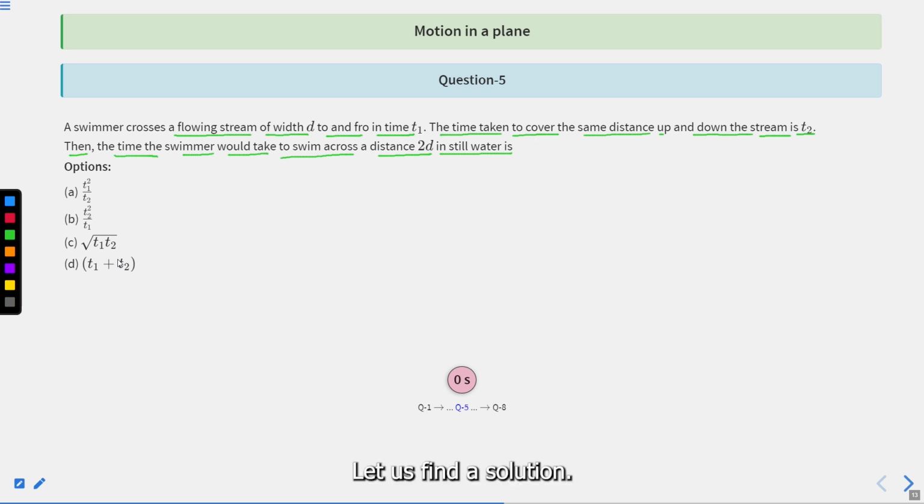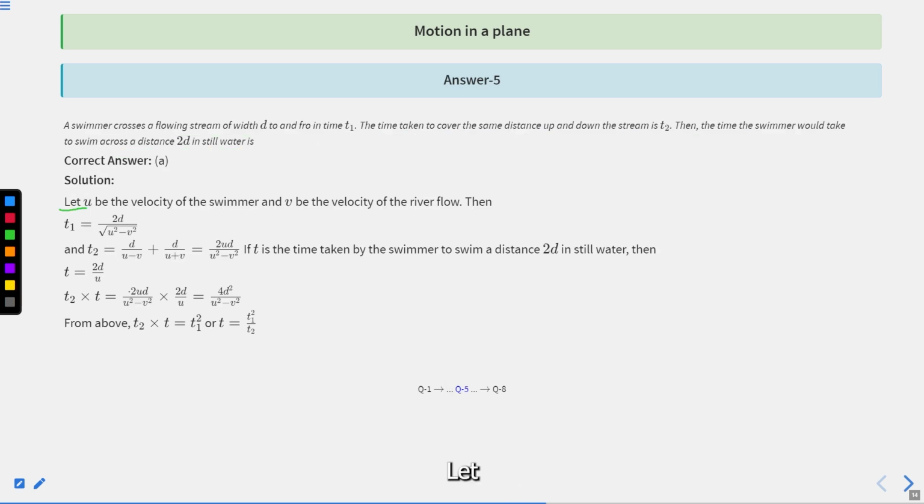Let's find the solution. Let u be the velocity of the swimmer and v be the velocity of the river flow. Clear? Then T1 is equal to 2D upon under root u square minus v square, and T2 is equal to D by u minus v plus D by u plus v. Clear? And taking LCM, you will get 2uD upon u square minus v square.